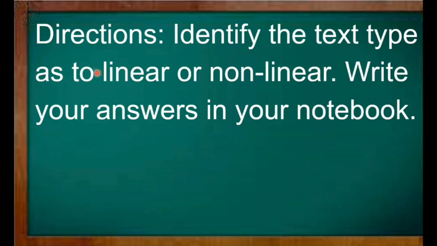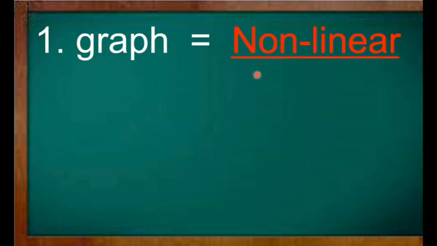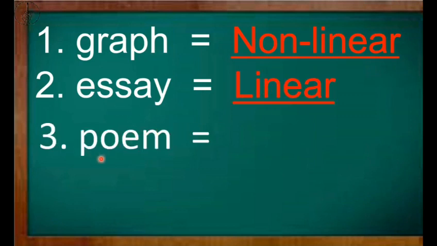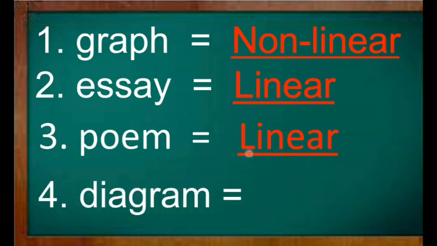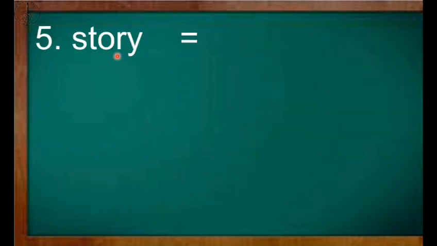Now, here's the direction. Identify the text type as to linear or non-linear. Write your answers in your notebook. Alright, ready? Number 1, graph. This is non-linear. Number 2, essay. This falls under linear. Number 3, poem. This is linear. Number 4, diagram. This falls under non-linear. Number 5, story.